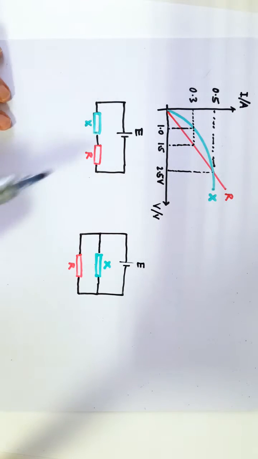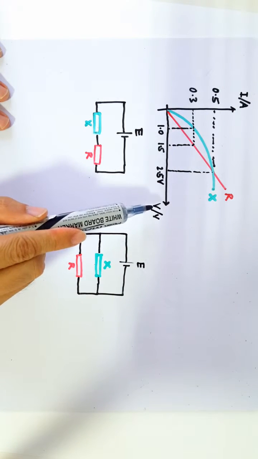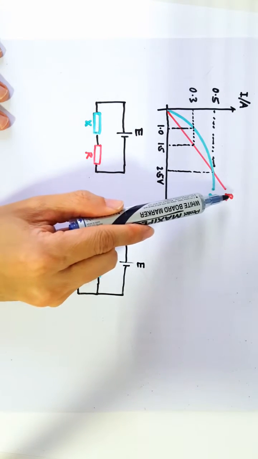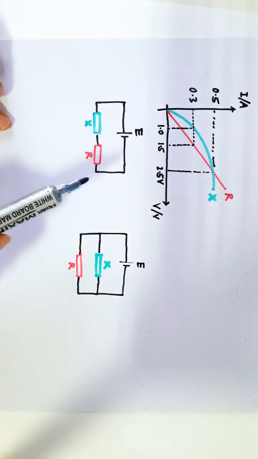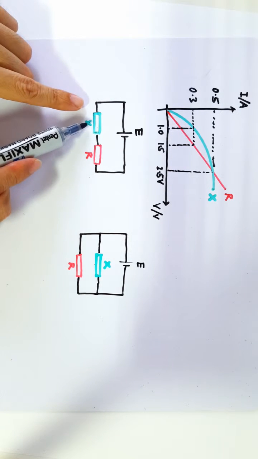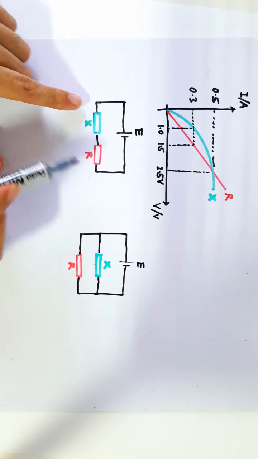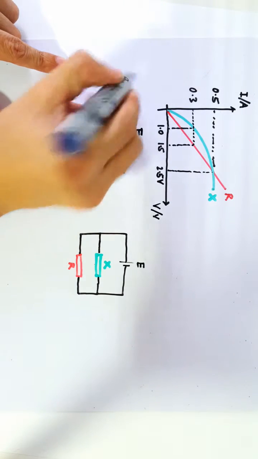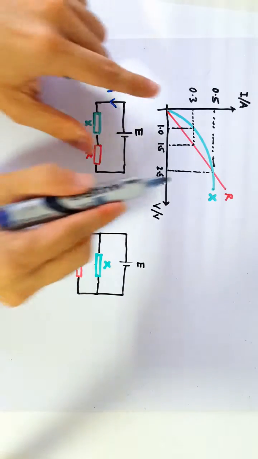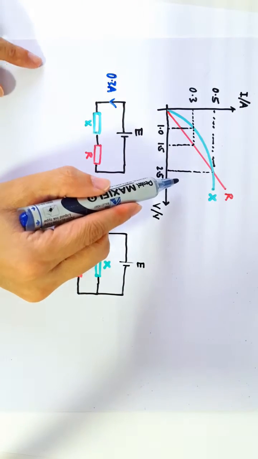Okay, so we are given the IV characteristic graphs for two components, R and X. R is obviously ohmic, but X is not. We are told that when these two components were connected in series, we have a current of 0.3 amps flowing through them. So let's consult the IV characteristic graphs.